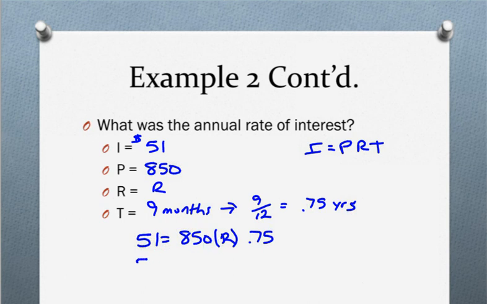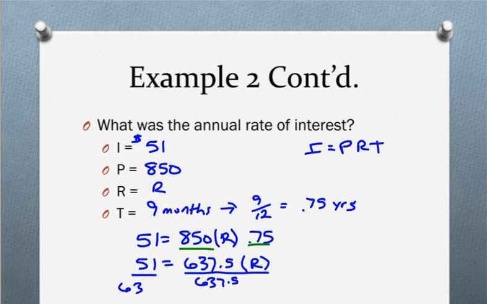So if we do that, we get 51 equals 637.5 R, and then we'll divide both sides by 637.5. The 637.5 came because I just multiplied together this one and this one. I multiplied those two numbers together. Okay, so now we're going to divide both sides by 637.5, and that gets me R equals 0.08.